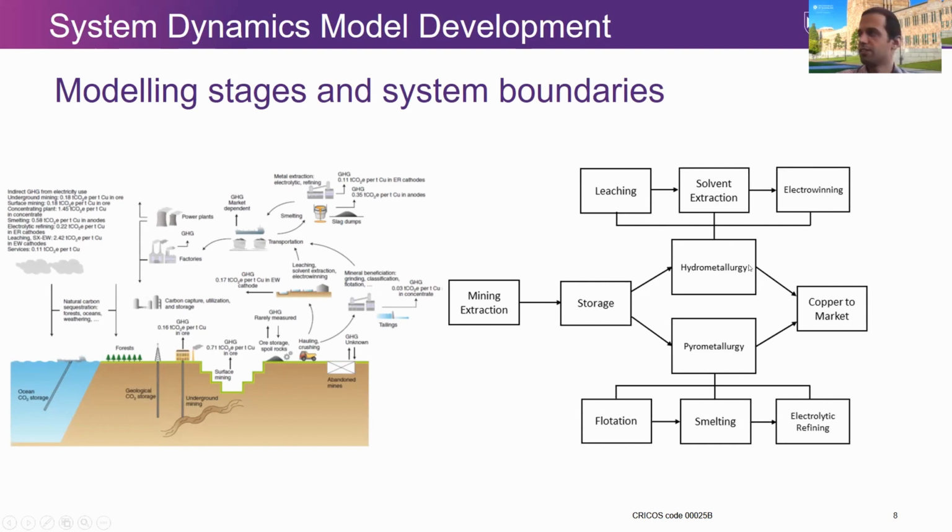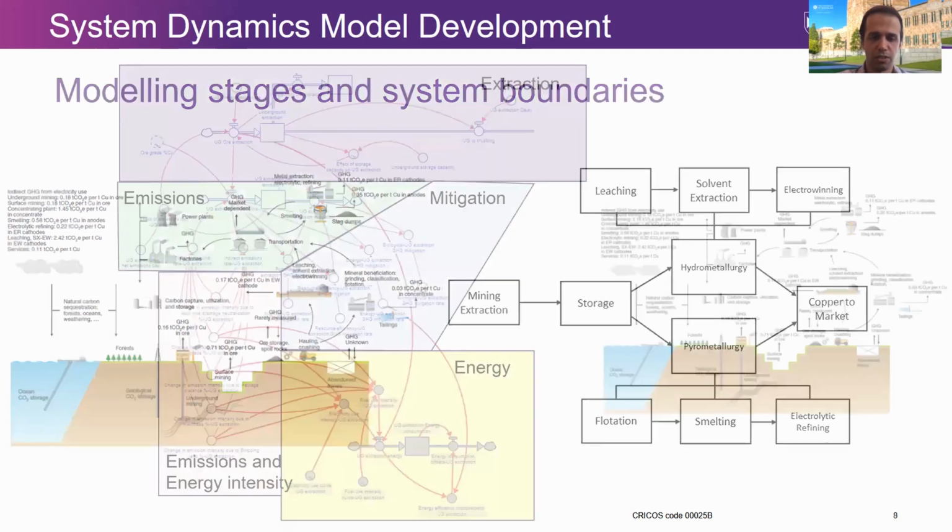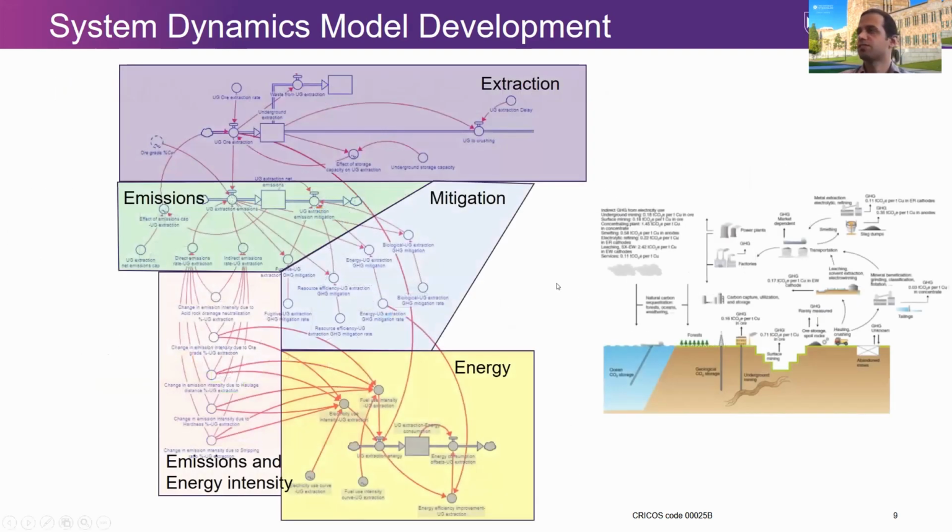Here also, in a simpler version, it shows how the copper moves from mine to market. Next, we integrated emissions and energy streams into the model in relation to the material flow analysis model, and then evaluated mitigation and offsetting scenarios in the model. This just shows in summary how the model is developed.